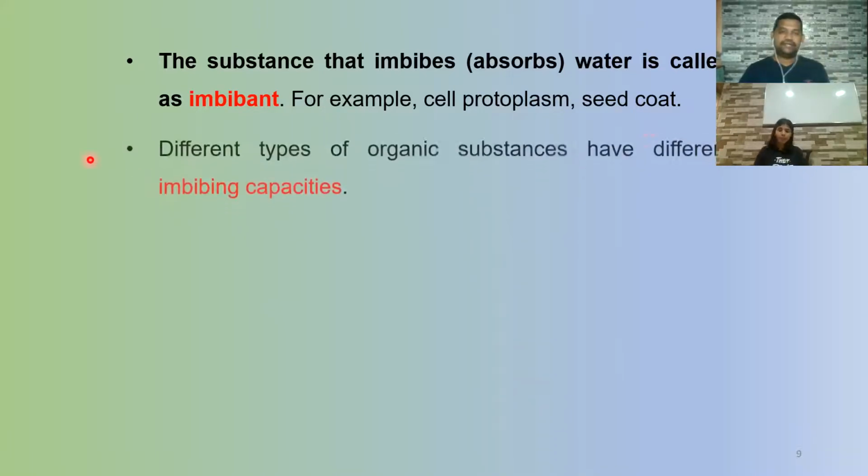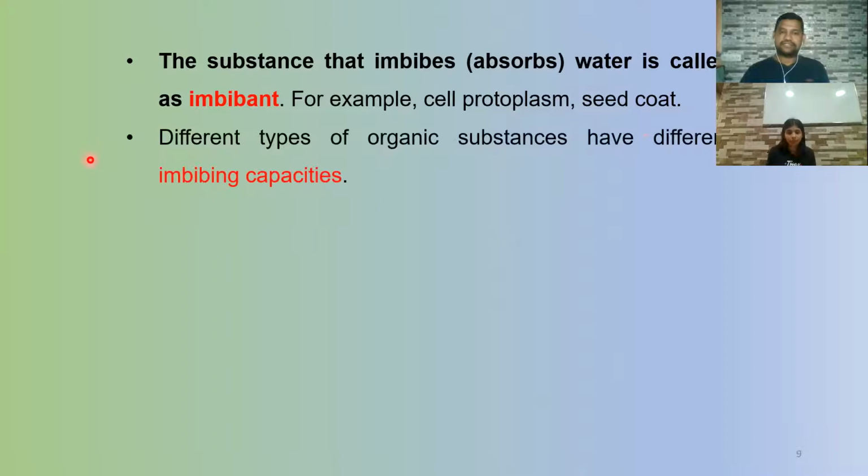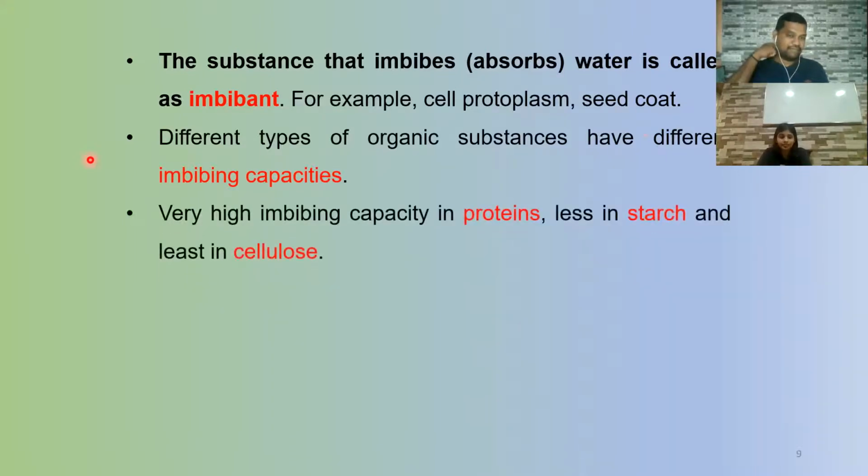Okay, and different types of substances, they have their own imbibing capacities. So according to the material or the chemical nature of that substance, the imbibing capacity will be different, how much it can take up the imbibition. So it's like proteins, they have very high imbibing capacity. Less than that is seen in starch, and very least imbibing capacity is found in cellulose. So these examples you can remember.